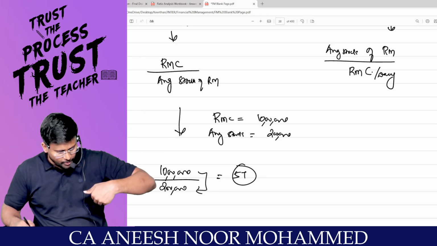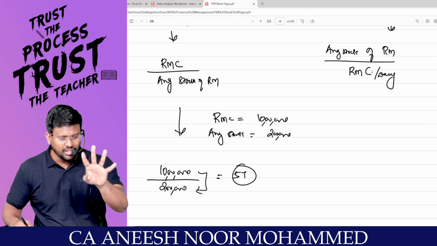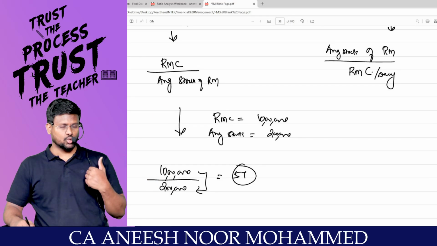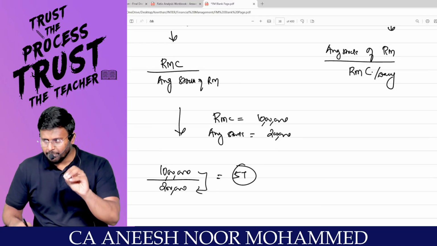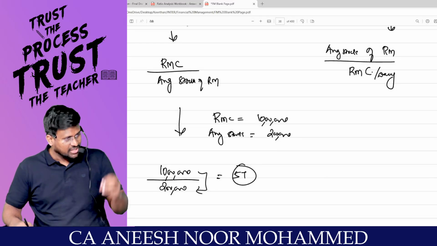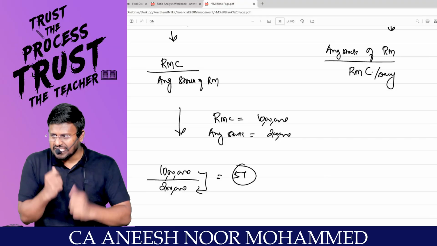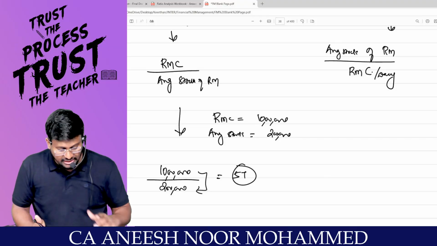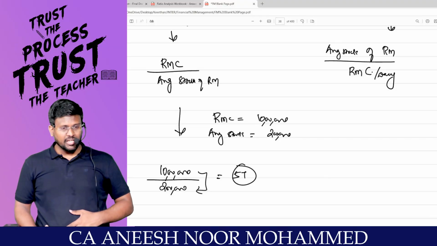Third time, purchase the raw material, kept in stores. Get out. Fourth time, purchase the raw material, kept in stores. Get out. Fifth time, I purchased the raw material, kept in stores. Get out, year over. That means this activity I performed 5 times. That's what raw material turnover ratio is.